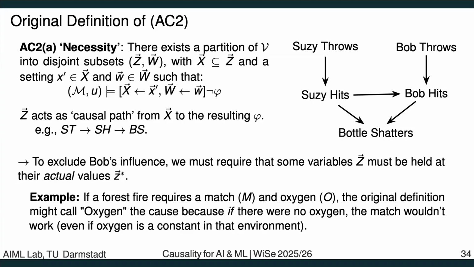From inverting the statement that the bottle shatters, we somehow need to find a way to block the influence of Bob throwing on the bottle shattering. So we either need to intervene on Bob throwing or Bob hitting. And this formula that we will see in a moment allows for any subset, so we can choose freely which variables to intervene on, as long as we get the desired result of the bottle not shattering in the end. So this is a bit more relaxed.